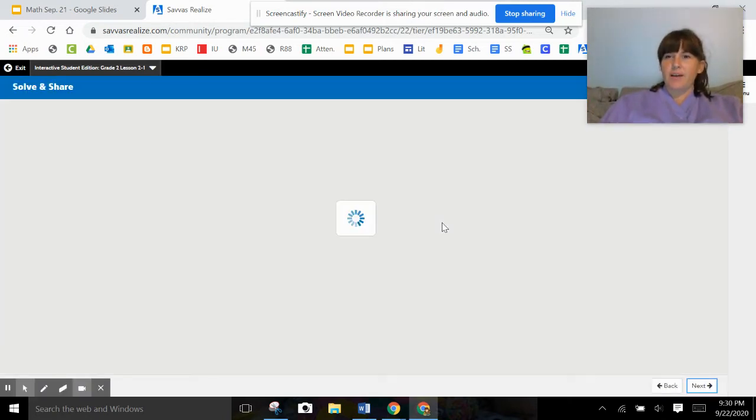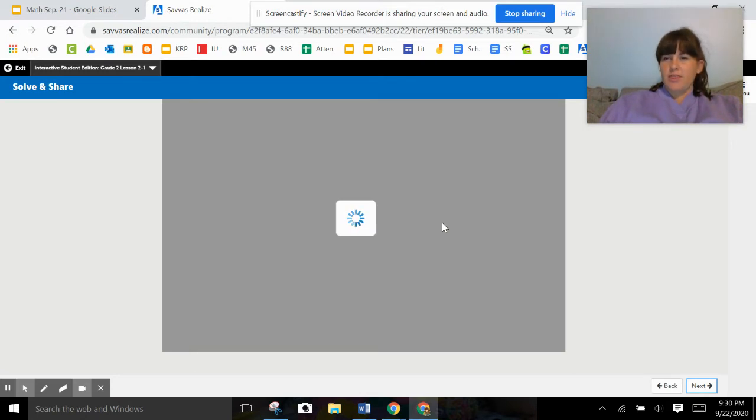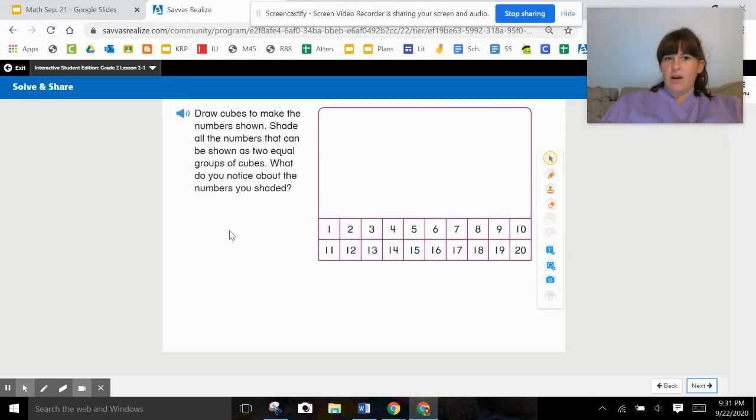So the first one is kind of like a question to get you thinking. I think it's called the solve and share. Yep, sure is, solve and share. So it's just there to get your brain thinking about what our learning is going to be. And the cool thing about the book now, instead of you just having to sit there and maybe get your family to read it for you, it actually reads it for you.